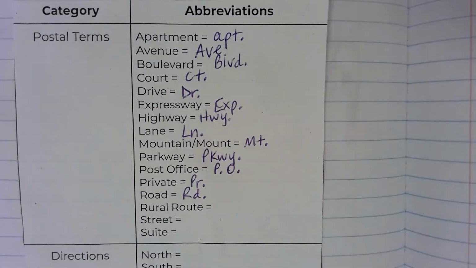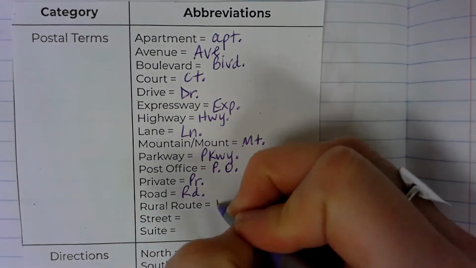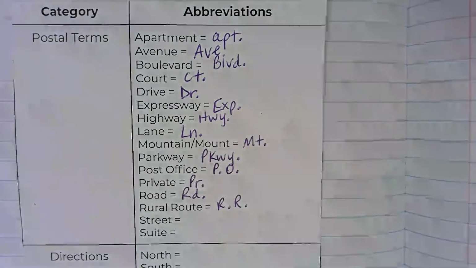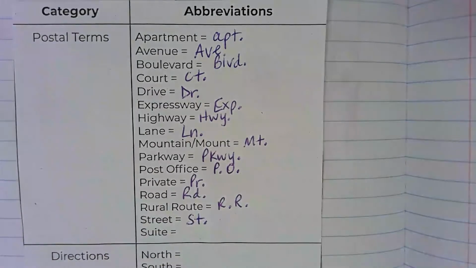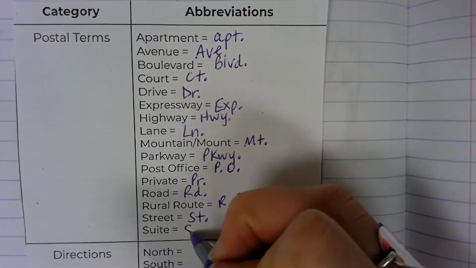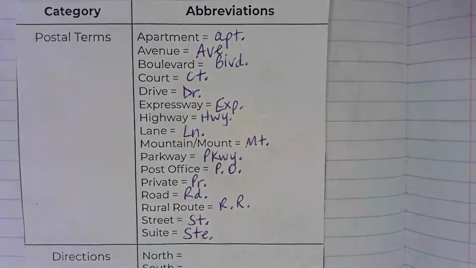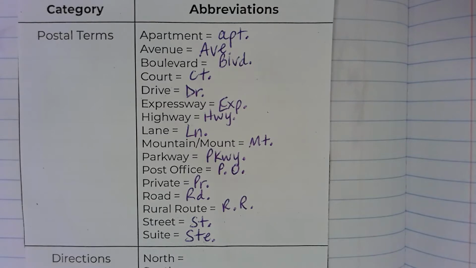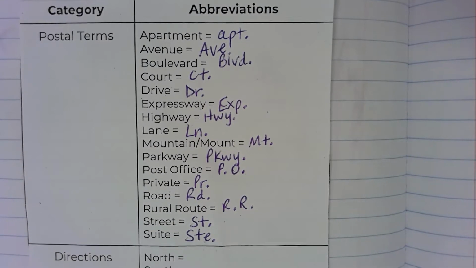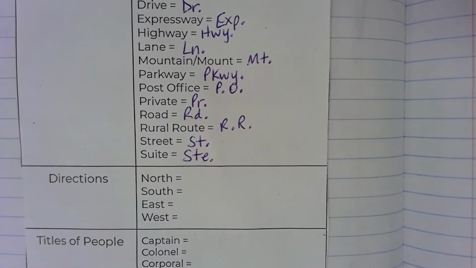Rural route would be capital R period, capital R period. Street would be capital S.T. period. And suite would be capital S.T.E. period. So some of you might recognize some of these if you have addresses with one of these used or multiple of these used. Okay. All right. Next section. Go ahead and pause this right now if you need to finish up these postal terms. And then we're going to move on to the next four, which are pretty easy.